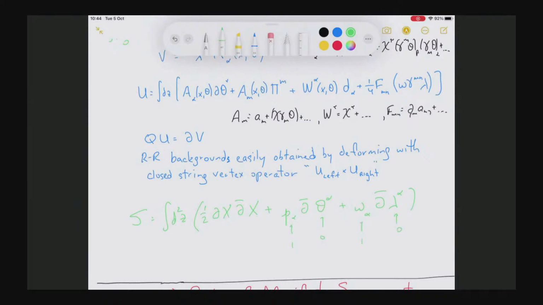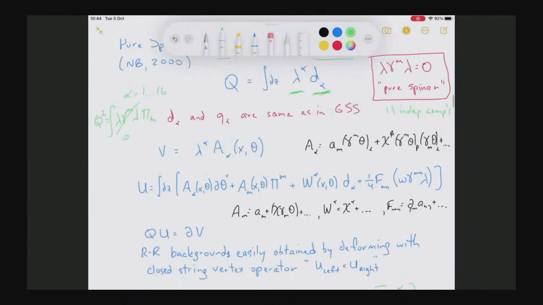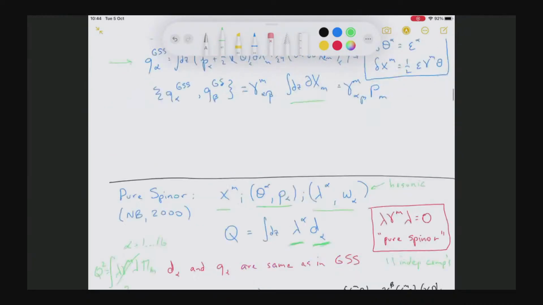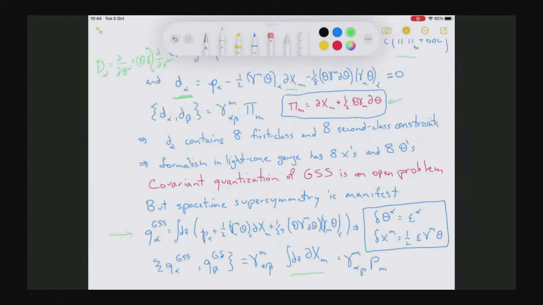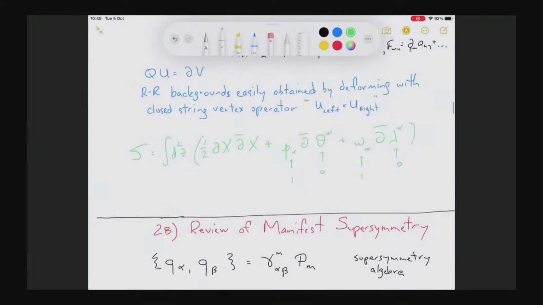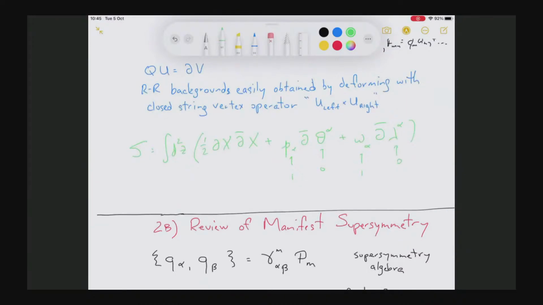And the BRST operator, as I mentioned, is constructed from these fields. So lambda alpha d alpha, remember, is defined in terms of these fields in this way. So it's the same definition of d alpha as we had in the Green-Schwarz-Siegel formalism. And the BRST operator and the action are, of course, manifestly space-time supersymmetric, using the same supersymmetry transformation as we had before.